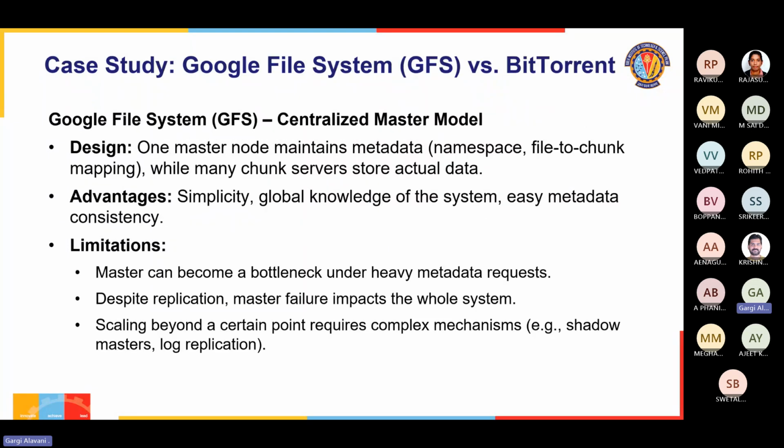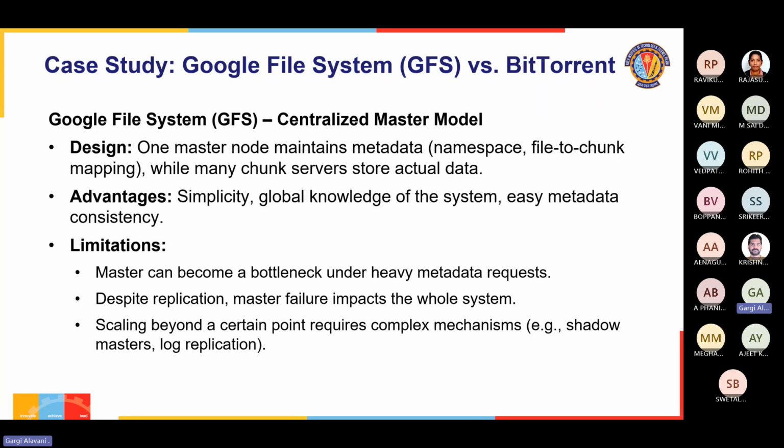We'll see two case studies. The first one is Google File System. In Google File System, there is a centralized master model. One master node keeps the metadata, which is the namespace, the file to chunk mapping, and even who is allowed to access these files, while many chunk servers store the actual data. So chunk servers are connected and they are expected to store these chunks of data.